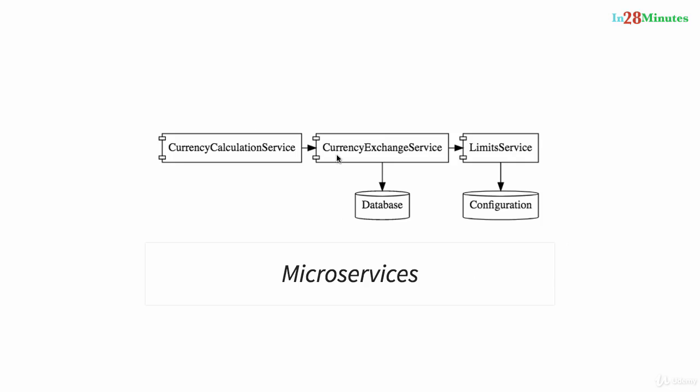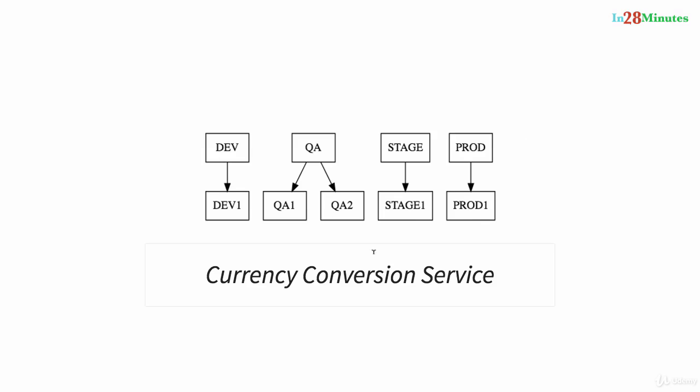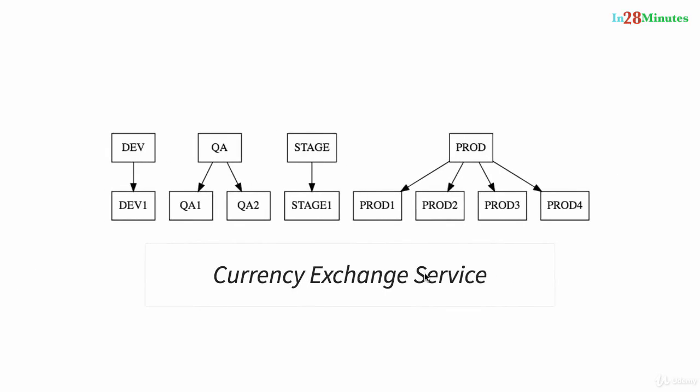Welcome back. We have the currency exchange service, which is providing the microservice for the currency exchange, and the currency calculation service is invoking it. In the last step, we added Feign to make calling the currency exchange service from the currency calculation service very easy. We were able to use Feign to do that.